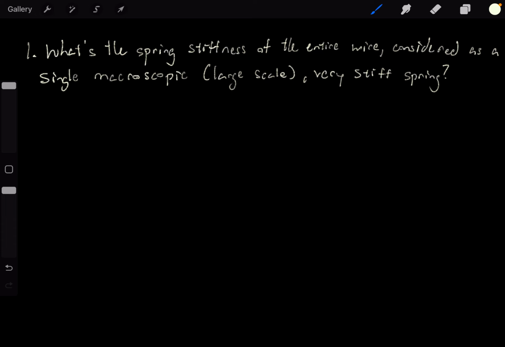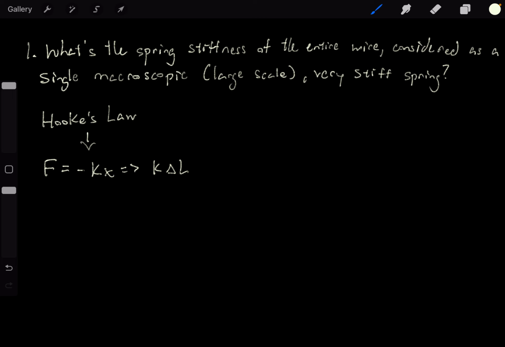So in this problem, we're going to be calculating the spring constant of the entire wire. Now, problem 1 states, what's the spring stiffness of the entire wire, considered as a single macroscopic or large-scale, very stiff spring? Now, if you take a look at it, we can use Hooke's law. Hooke's law states that force equals negative kx. But in this context, we can do it as k delta L because length is changing in this problem.